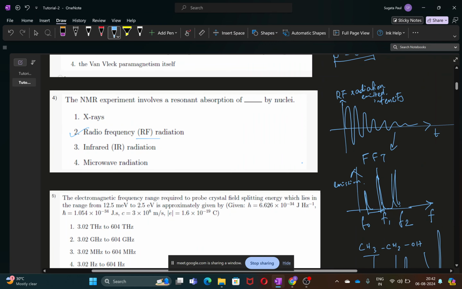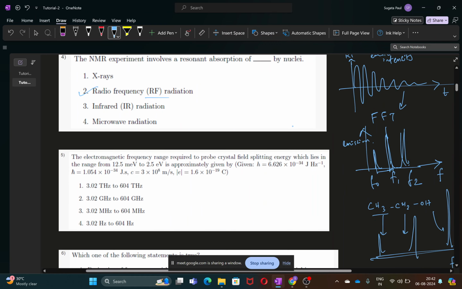And radio frequency radiation is the radiation that is actually comparable to the gap between the energy levels that the nuclear spins occupy. So that is why radio frequency radiation is needed when you try to excite the nuclear spins from the ground state to some excited state, and further you note down the time series intensity measurement. Okay, so the answer is radio frequency.